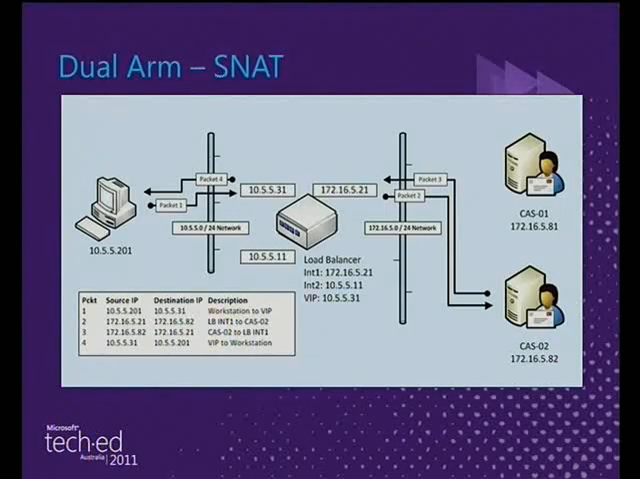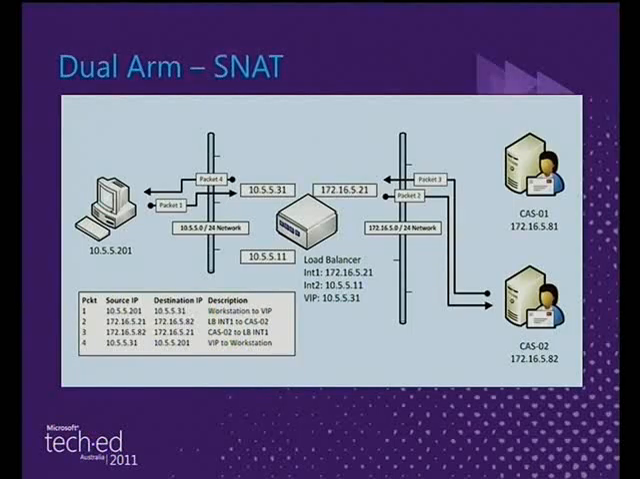In both the single arm and the dual arm configuration, especially in the dual arm config, if we need that traffic to route back and we don't enable SNAT, we need to have the CAS servers configured with the load balancer as the default gateway.